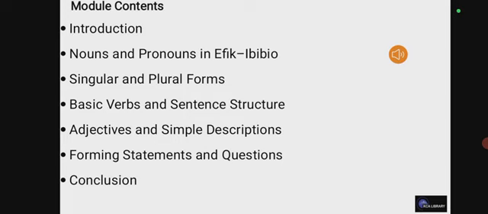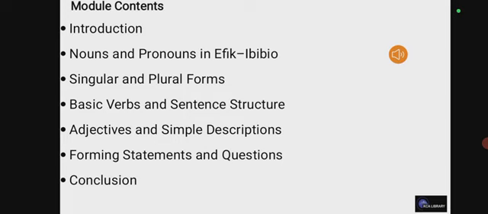Efik-Ibibio does not add s like English. Instead you use the marker madam before nouns, or you add number words. You will also learn the few important exceptions like O becoming Iwo for people, and I am becoming Naito for children. Basic verbs and sentence structure shows you the normal word order, which is subject, verb, object.